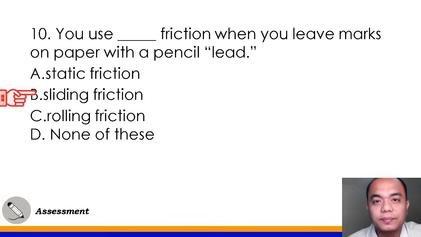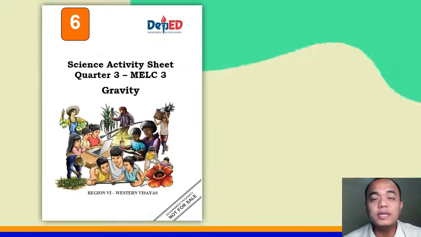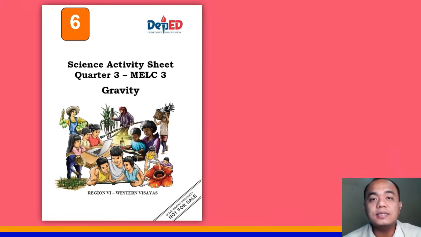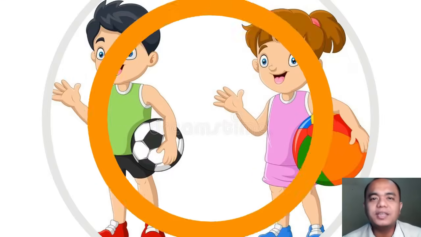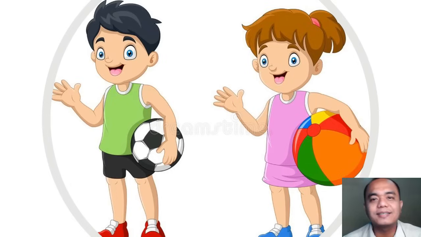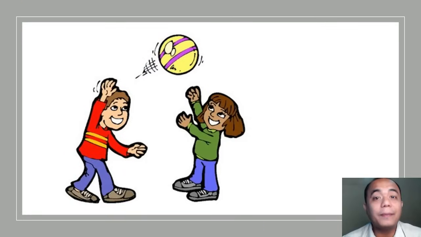Now, what's your score? I hope you got a very good score on our assessment last week. And we will now discuss your learning activity sheet number 3, and this is about gravity. What can you say about these illustrations, class? Yes, the kids are holding a ball. What if they will throw this ball in the air? What do you think will happen? What do you think will happen to the ball after throwing it up in the air?